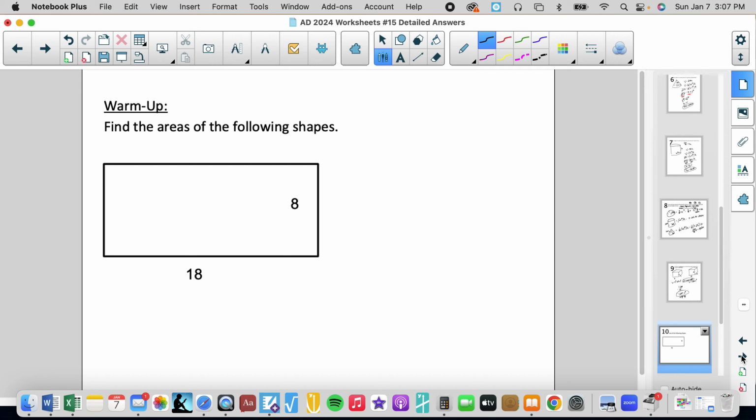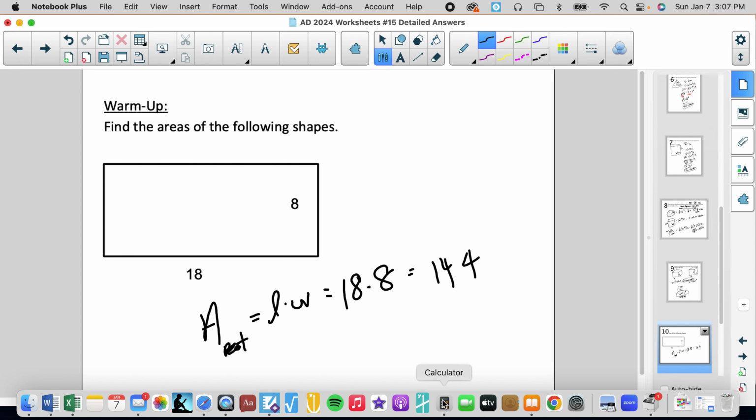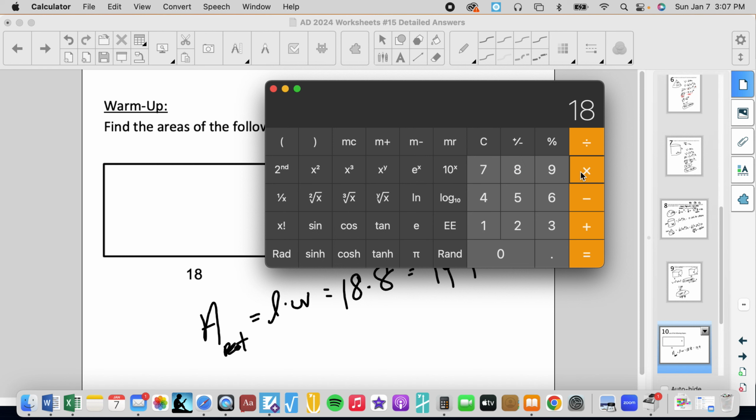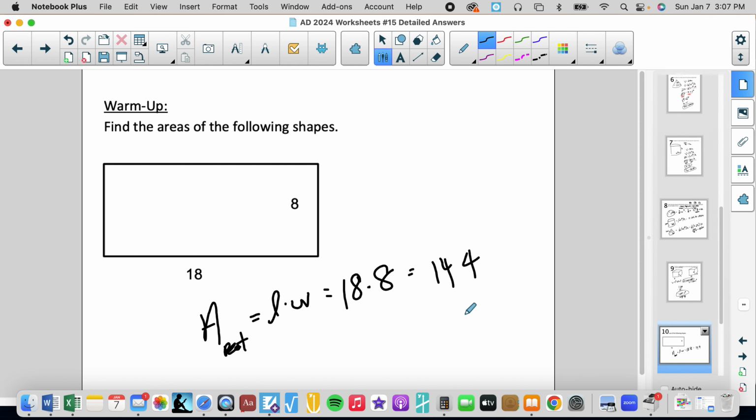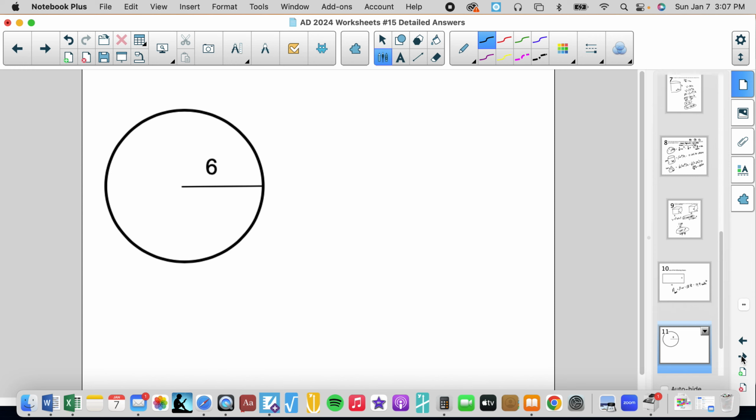Find the areas of the following. It's a rectangle. Area of a rectangle is length times width. So 18 times 8. What's that? 144. 18 times 8, 144. So no units, so we just say 144. Now if you want, you can write units squared. I was never a big fan of that.